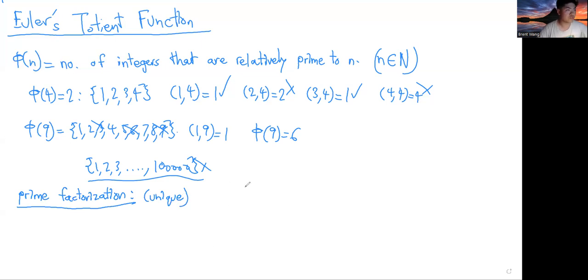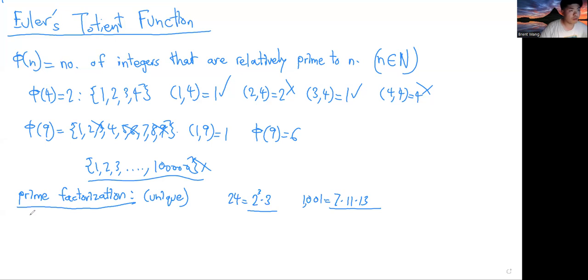For example, 24 is equal to 2 cubed times 3. No other integer will have this. Like 1001 is equal to 7 times 11 times 13. You're not going to find anything else. 7, 11, 13 are all primes. It takes some practice to know the prime factorization and all that, but you'll get there. I believe in you. And there's actually a formula for this.